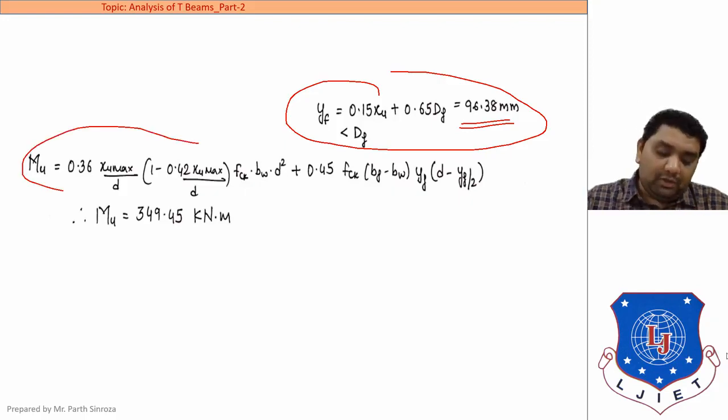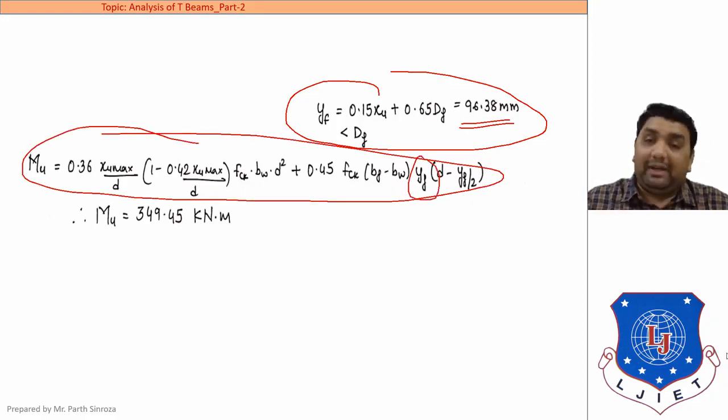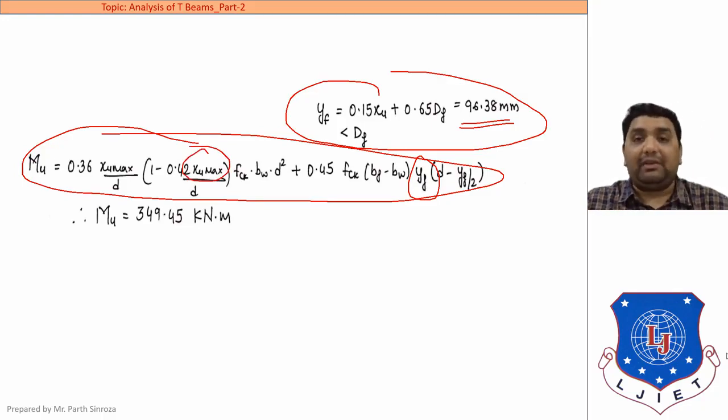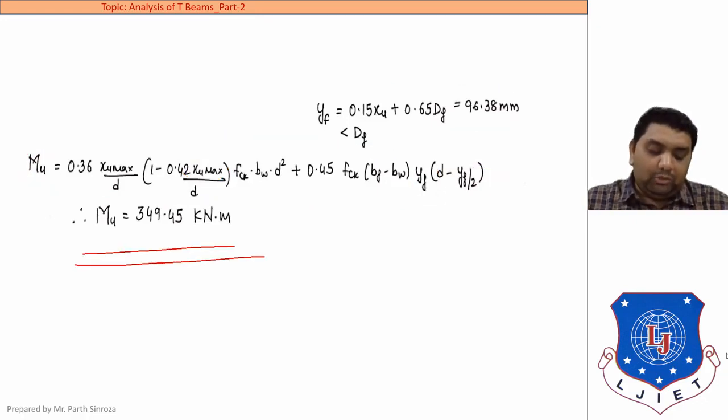In this equation now we will be substituting YF, that is 96.38. This is the only change between equation 2.2 and 2.2.1. All the other parameters are the same. In 2.2 we substitute DF, and in 2.2.1 we substitute the effective depth of flange, YF. And keep in mind again, we will be using XU in place of XU max. Clear? On solving this, we get Mu equal to 349.45 kilonewton meter.